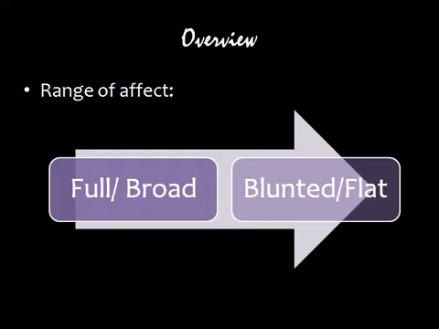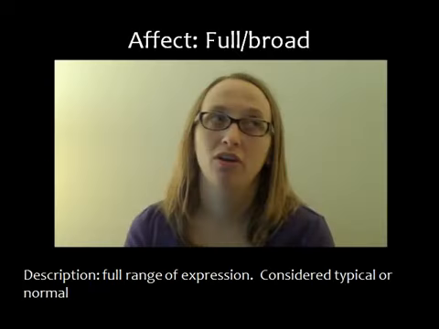Range of affect spans full or broad, which is known as normal or typical, to blunted or flat, which is known as abnormal or atypical. Full or broad affect is described as a full range of expression, again considered typical or normal. Let's look at an example.